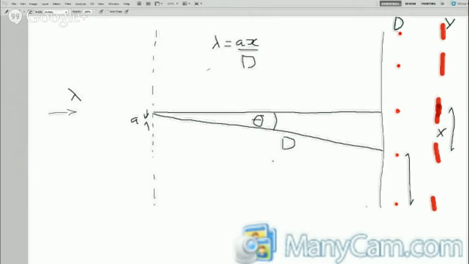So we can see this means that for a given angle, if the screen is nice and close, then these fringes are going to be very close. If this screen is far away, like on the other side of the lab, then the fringes are going to be more spread apart. You can see that represented up here. These two lines are quite close, over here quite far apart.